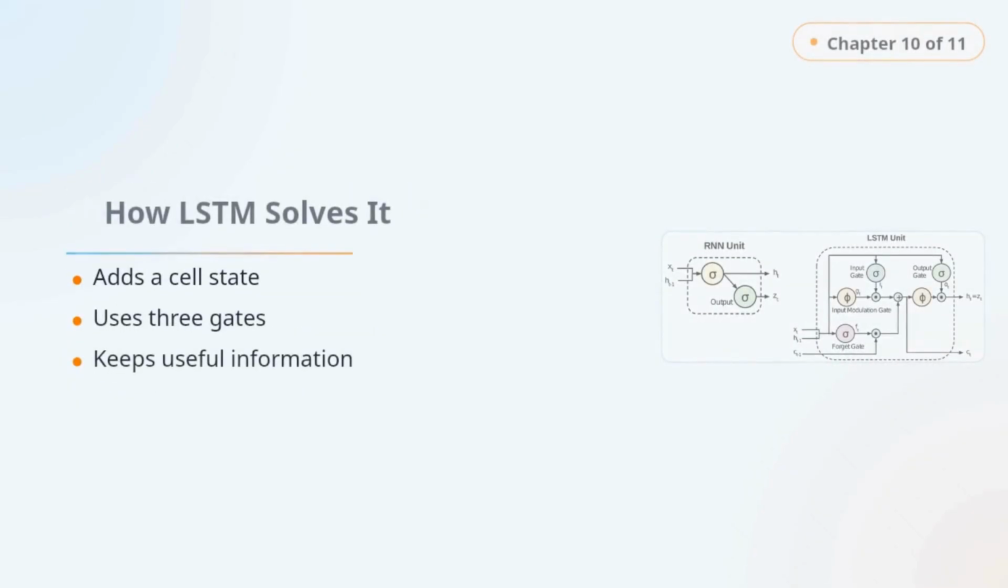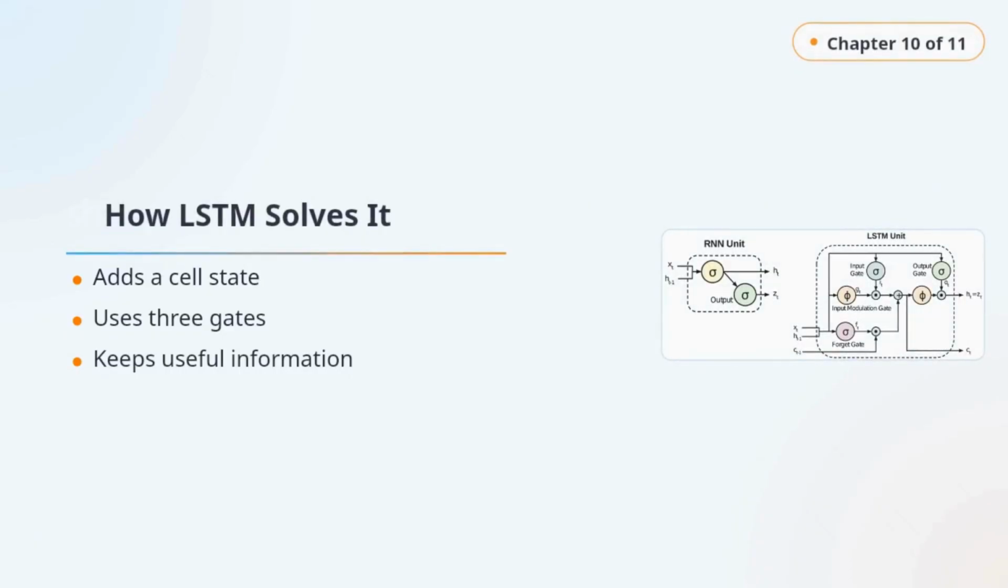LSTM, or long short-term memory, was introduced to overcome this issue. It modifies the hidden layer by adding a cell state that carries information forward. Then it uses gates to control what to forget, what to add, and what to output. This allows the model to keep important information for much longer.